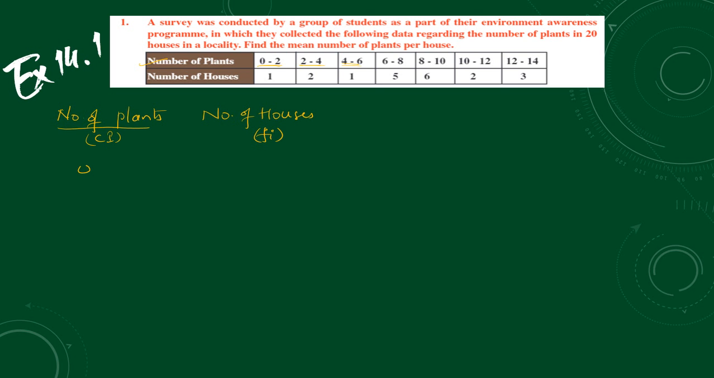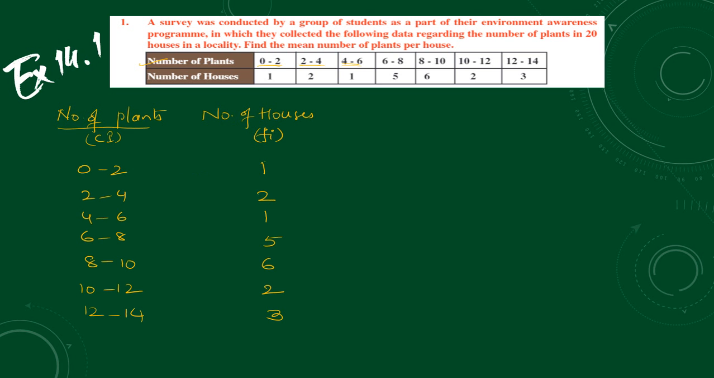Now writing down the values. 0 to 2, 2 to 4, 4 to 6, 6 to 8, 8 to 10, 10 to 12, 12 to 14. These are the number of plants. Their corresponding values are: 1, then 2 to 4 is 2, 4 to 6 is 1, 6 to 8 is 5, 8 to 10 is 6, 10 to 12 is 2, 12 to 14 is 3. These all are the number of houses.